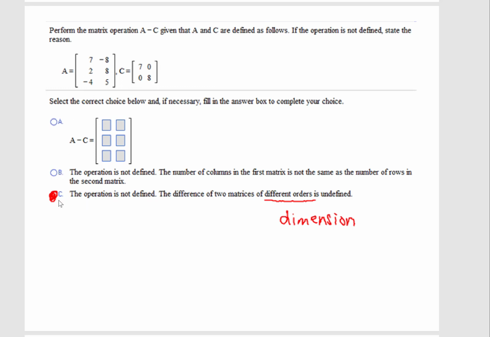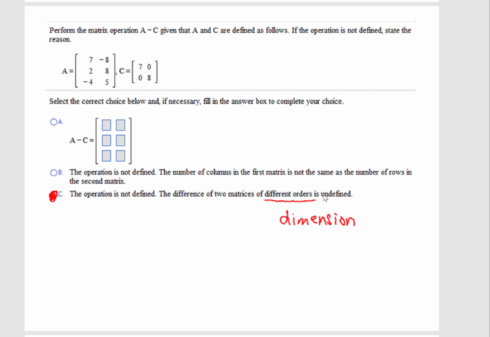But notice that B and C both give the answer choices. The operation is not defined, right? And then the reasoning is different. So the reasoning that you will choose for adding and subtraction is the difference of two matrices of different orders is undefined. So the difference, because they're asking us to subtract, of the two matrices is undefined.